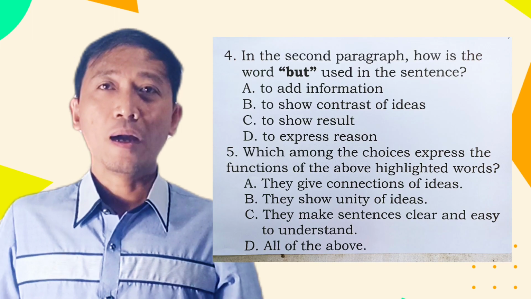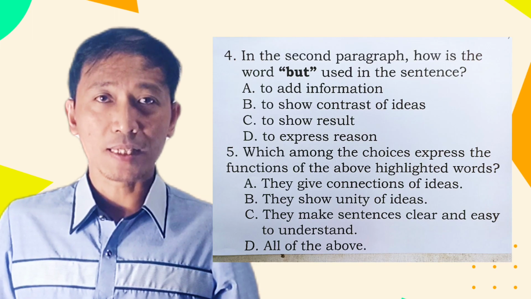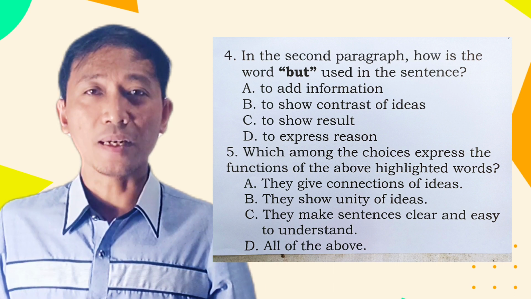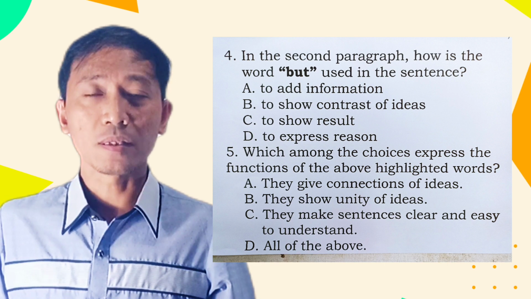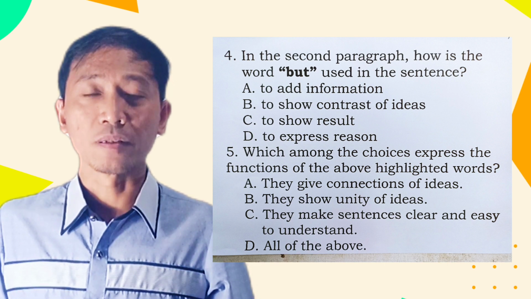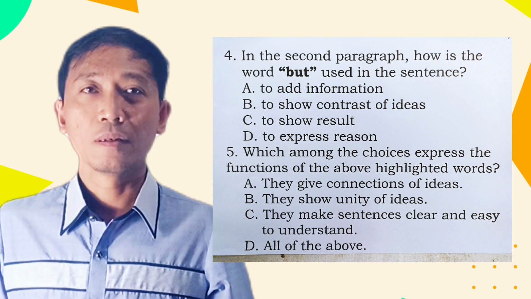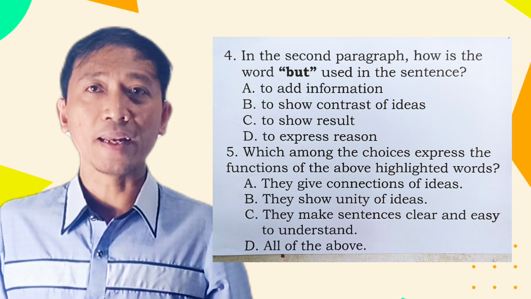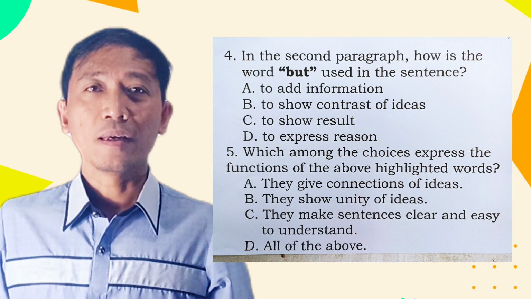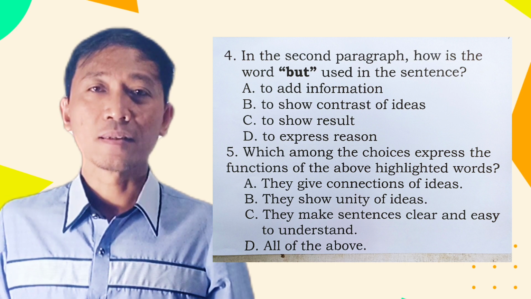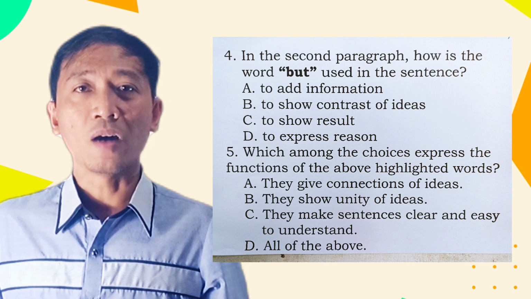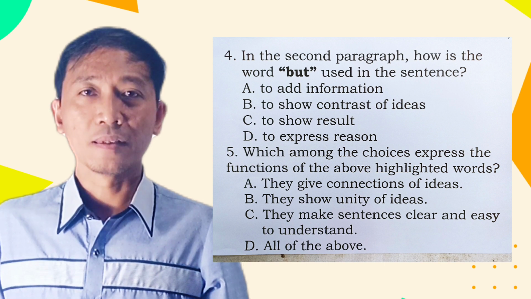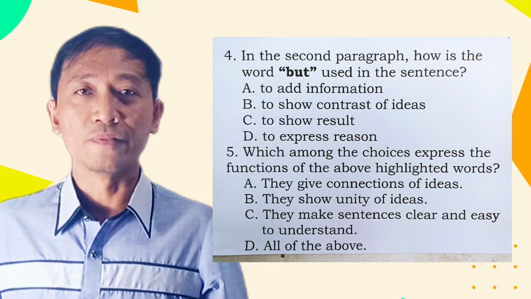Number 4. In the second paragraph, how is the word but used in the sentence? A. To add information. B. To show contrast of ideas. C. To show result. D. To express action. Number 5. Which among the choices express the functions of the above highlighted words? A. They give connections of ideas. B. They show unity of ideas. C. They make sentences clear and easy to understand. Or D. All of the above.